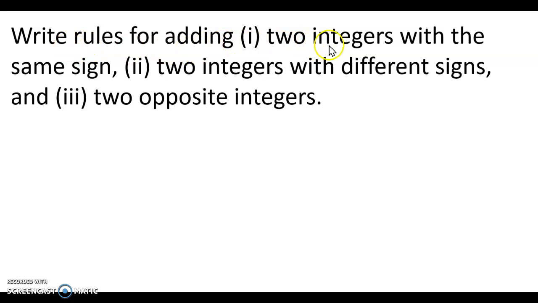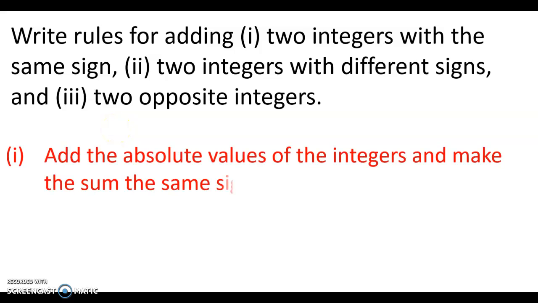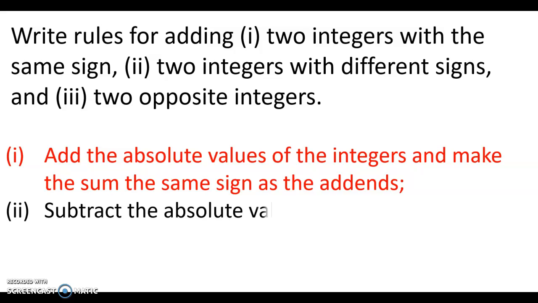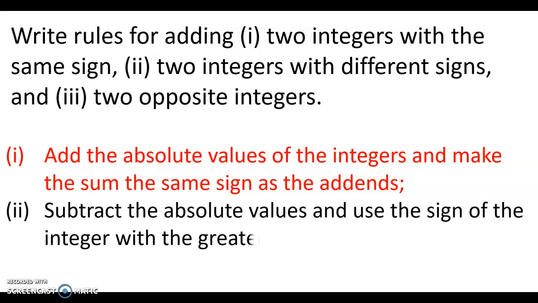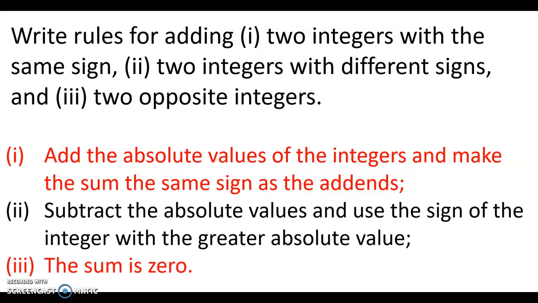What are the rules for adding two integers with the same sign? If they have the same sign, you're basically going to add them and keep the sign. So that's what I would do. You just add them up if they're the same sign, and you keep the sign. If they're different signs, you're really going to subtract and keep the sign of the greater absolute value. And then if they're opposites, it's 0.